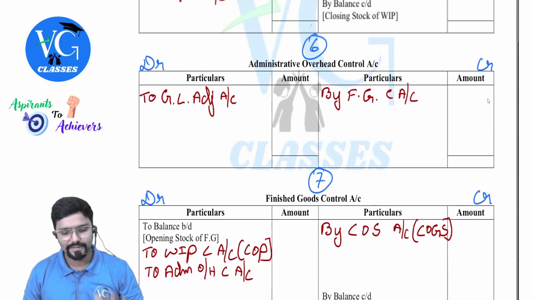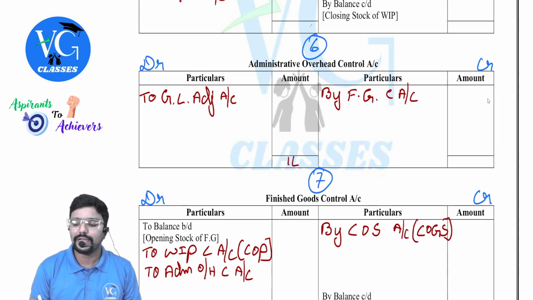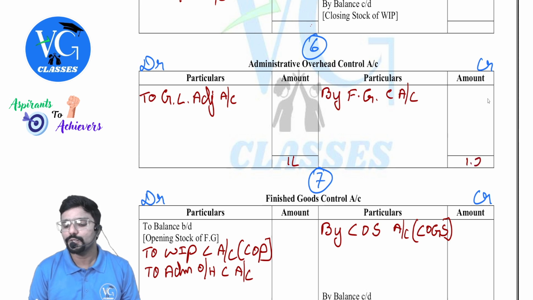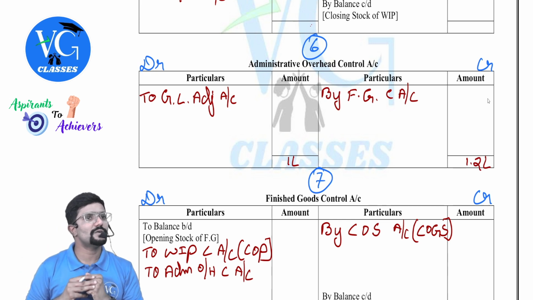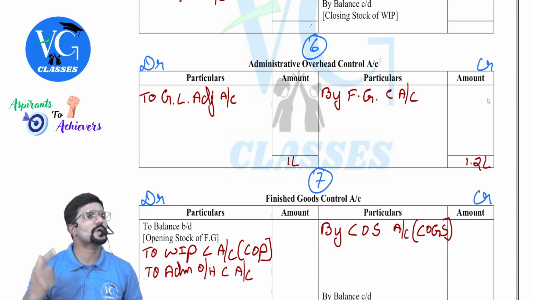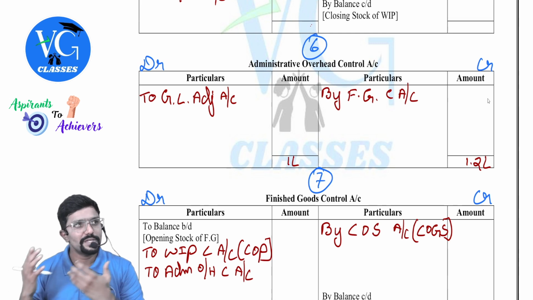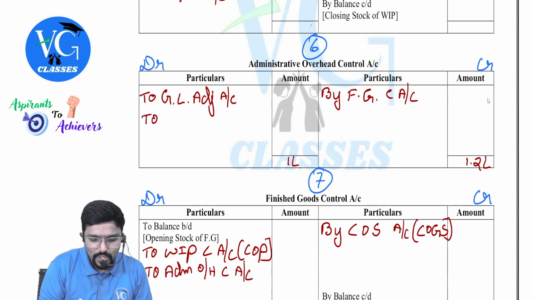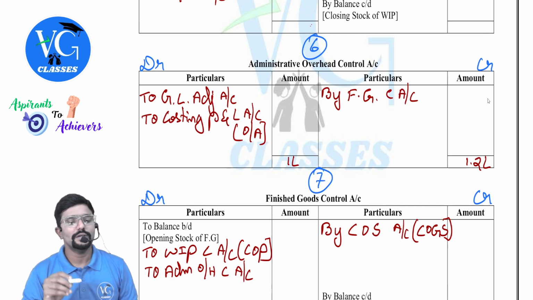For one more, for administrative overhead, let us take it as over absorption. Sir, assume incurred is 1 lakh, but absorbed is 1.2 lakh. Which side is more? Credit side. So the account is having what balance? Credit balance. So how do we transfer it, sir? Where do we transfer it to? Costing P&L account. So what is the entry? Administrative overhead control account to costing P&L account, over absorption.